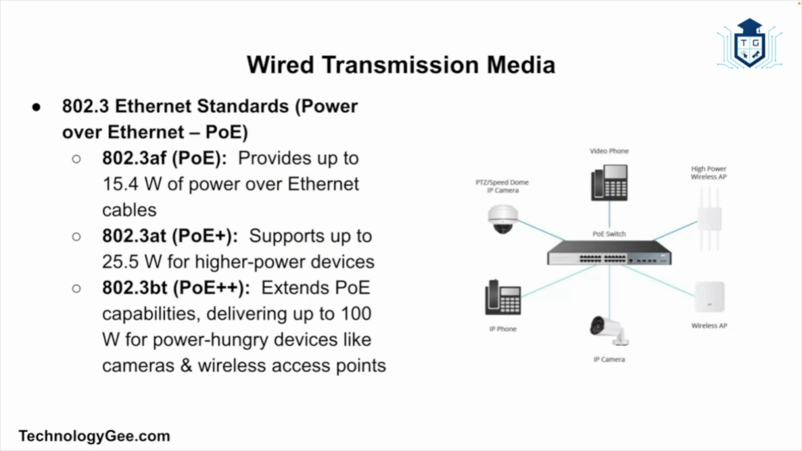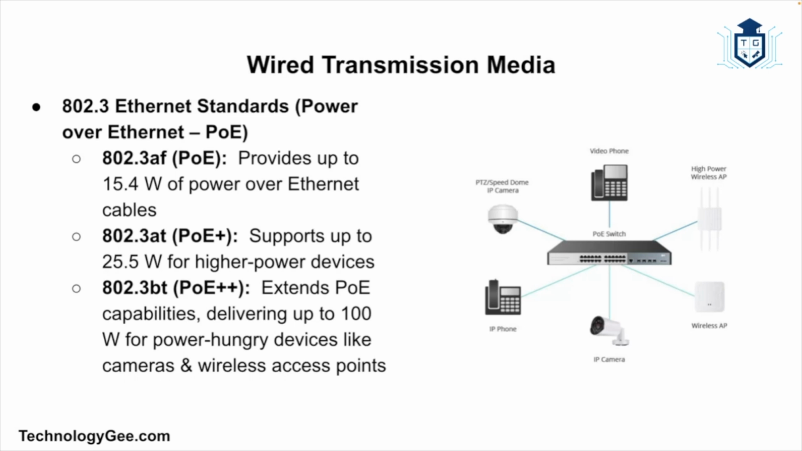All right, next let's talk about our wired transmission media. And we're going to start off with the 802.3 standards. So the 802.3 standards define Ethernet technologies, which are widely used in wired networks. So the first one we have is called 802.3af, and this is the power over Ethernet standard that delivers up to 15.4 watts of power over Ethernet cables.